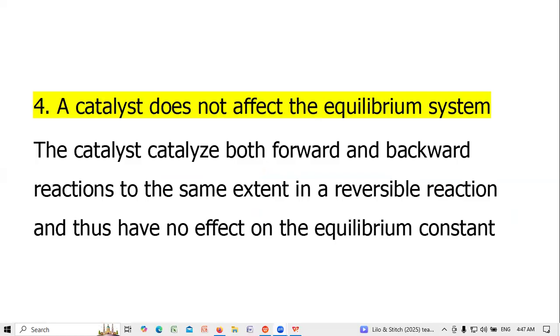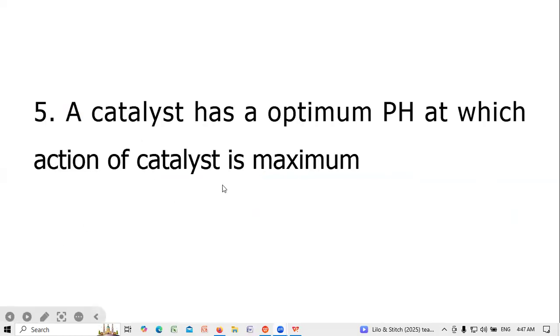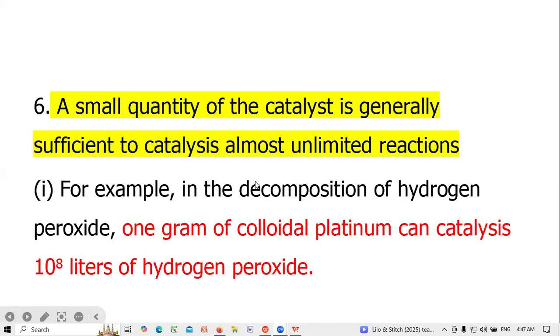A catalyst does not affect the equilibrium system. The catalyst catalyzes both forward and backward reaction to the same extent in a reversible reaction and thus has no effect on the equilibrium constant. A catalyst has an optimum pH at which the action of the catalyst is maximum.